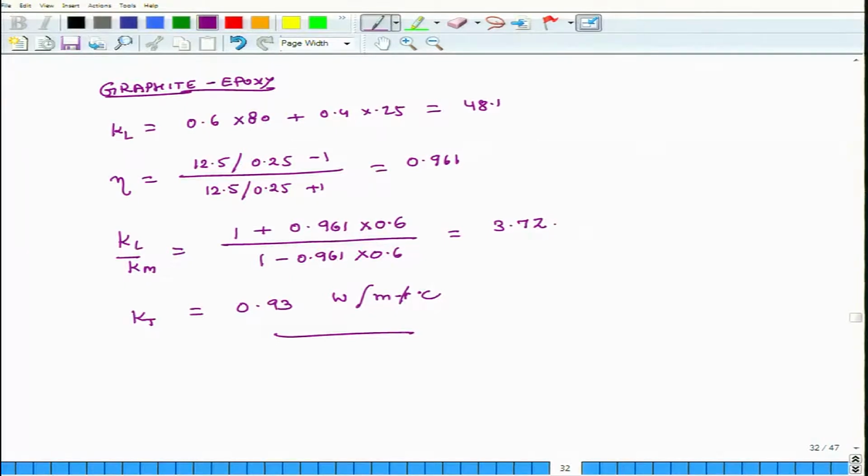So, what do we see? For fibers which have different conductivities in different directions, we have to use the appropriate value of the conductivity in the correct direction. So, this should be Kt over Km.